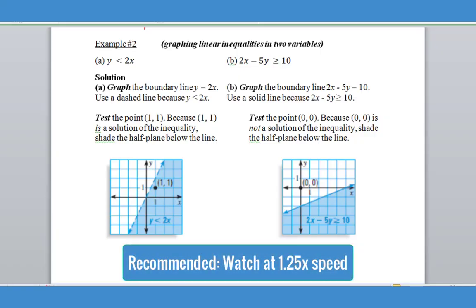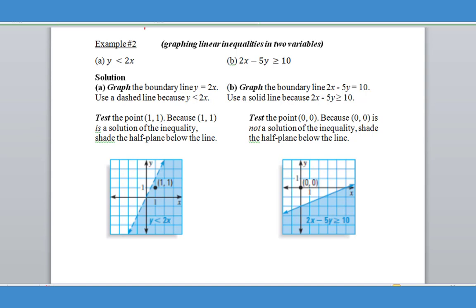In the next set of examples for graphing inequalities, we are now going to be working with inequalities that have two variables. Now, just because we change from one variable to two variables does not mean that the process changes. We're still going to go through our 4 steps.